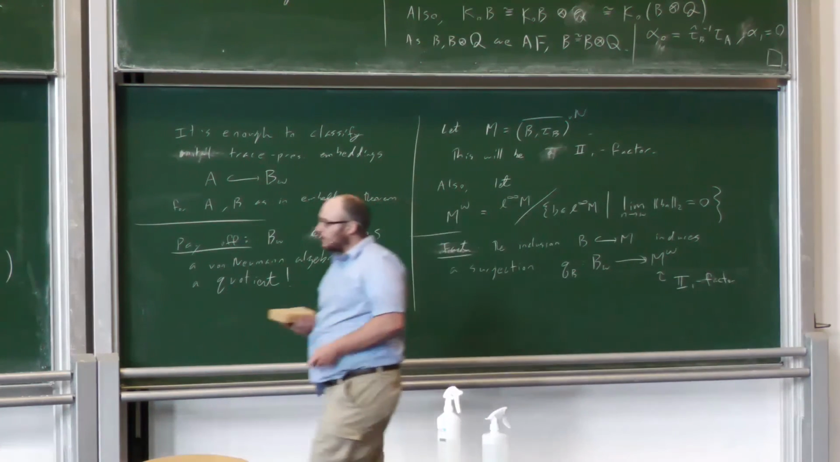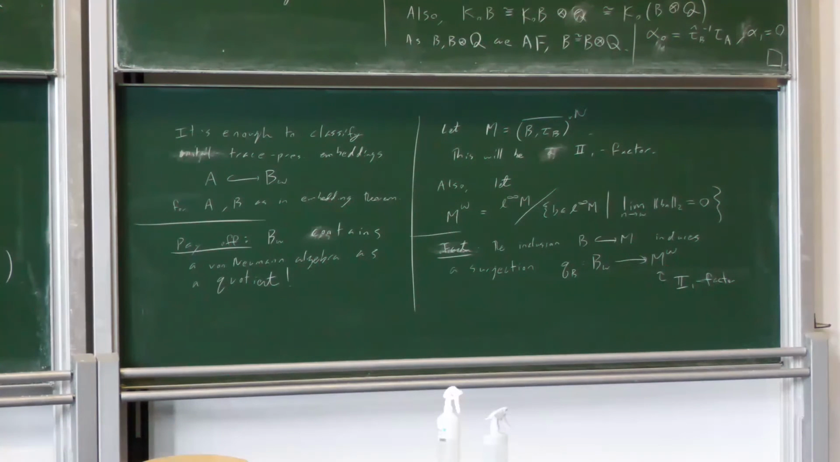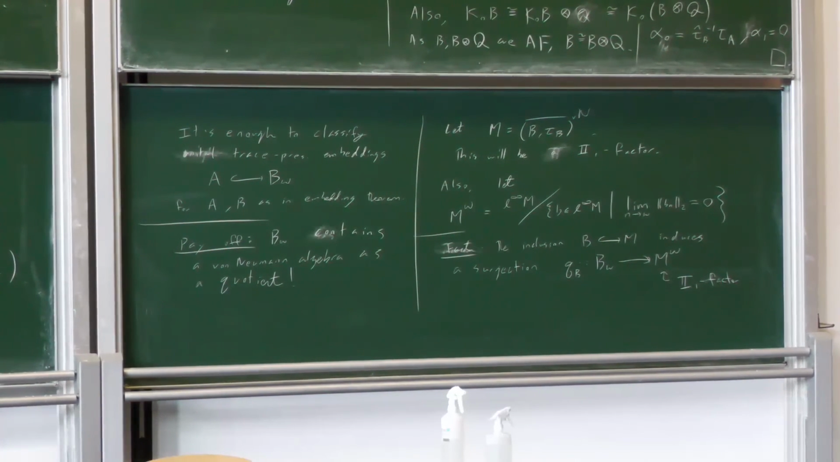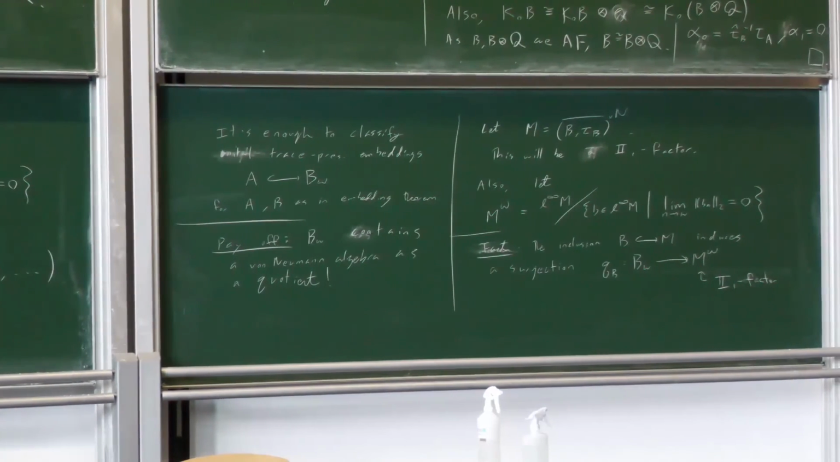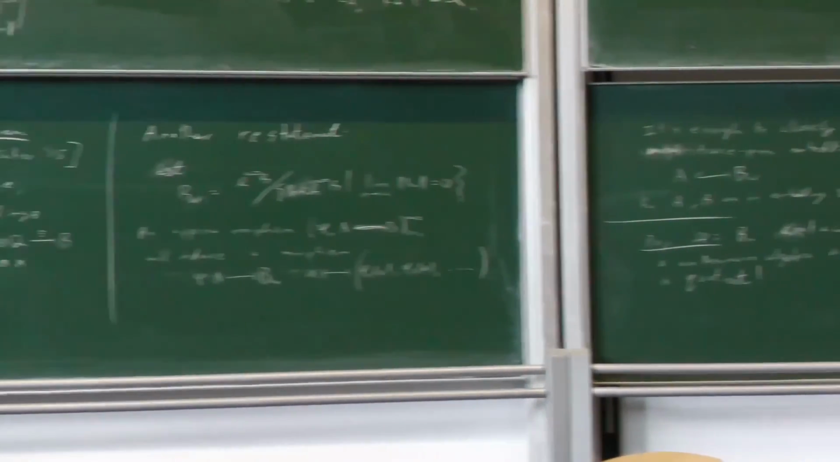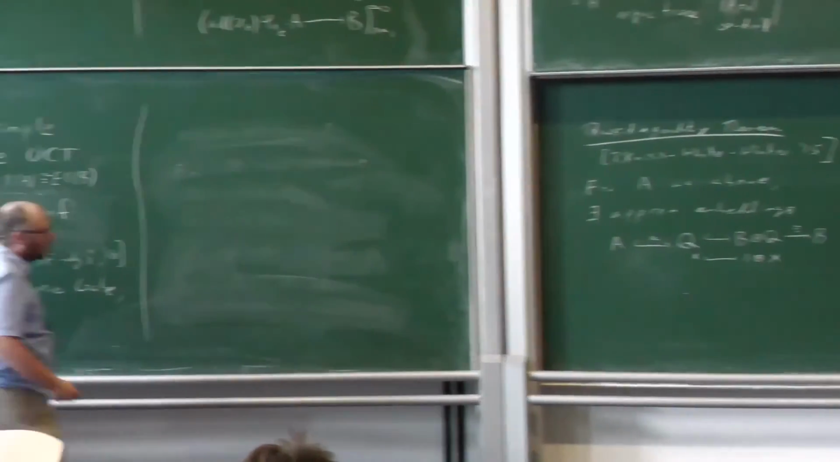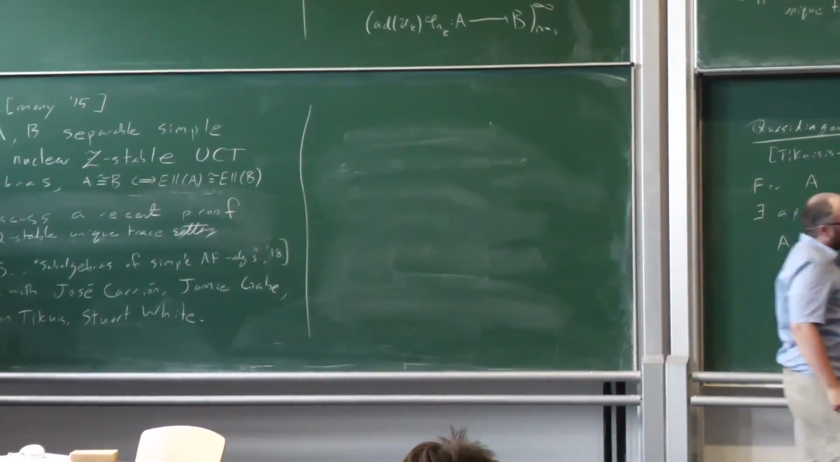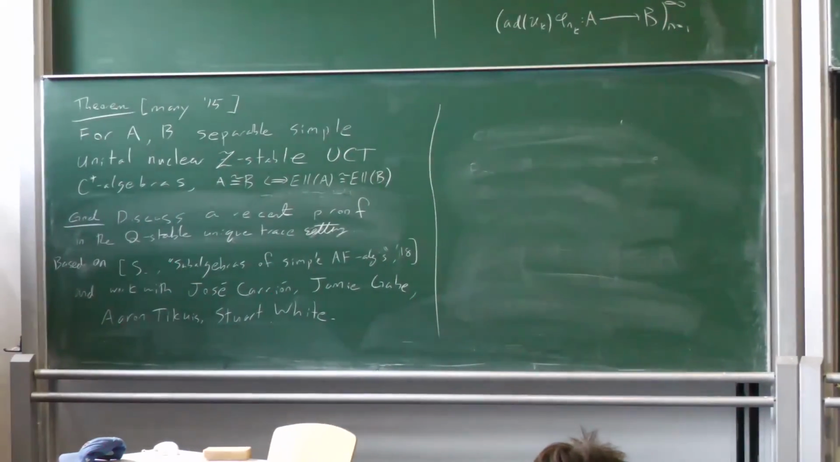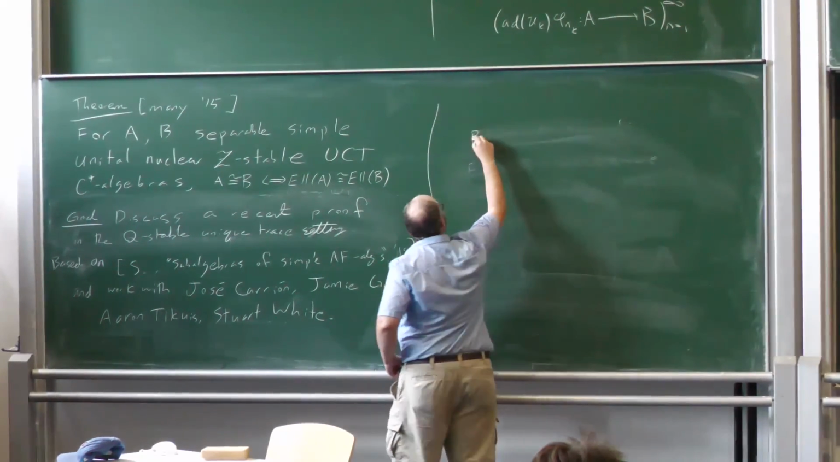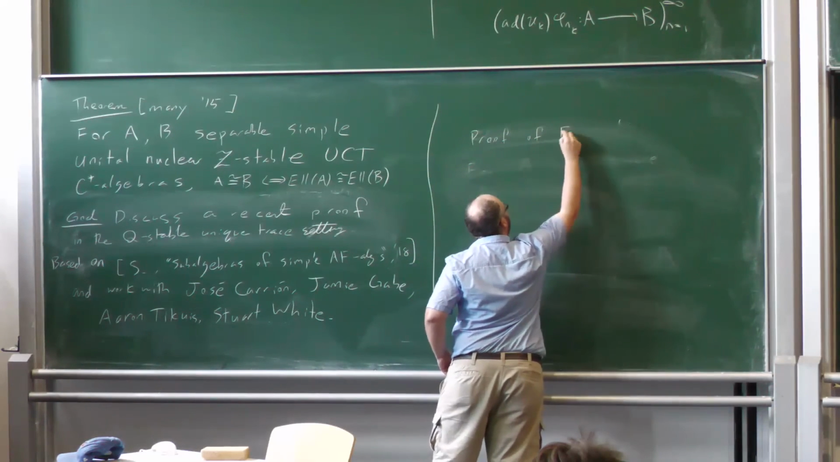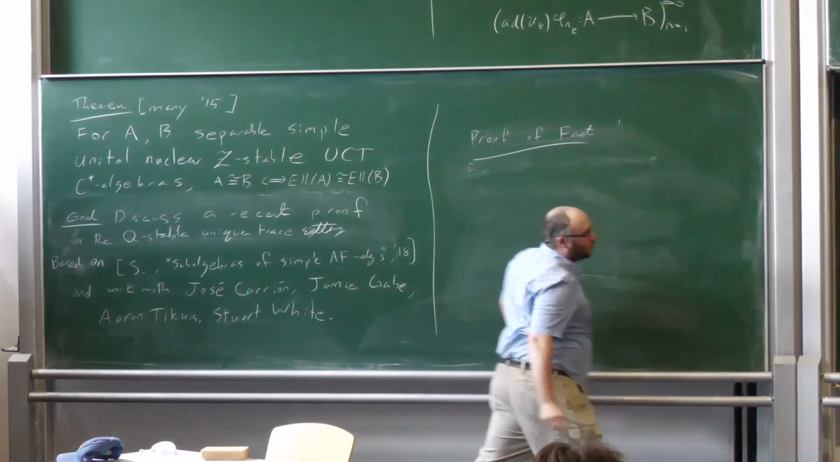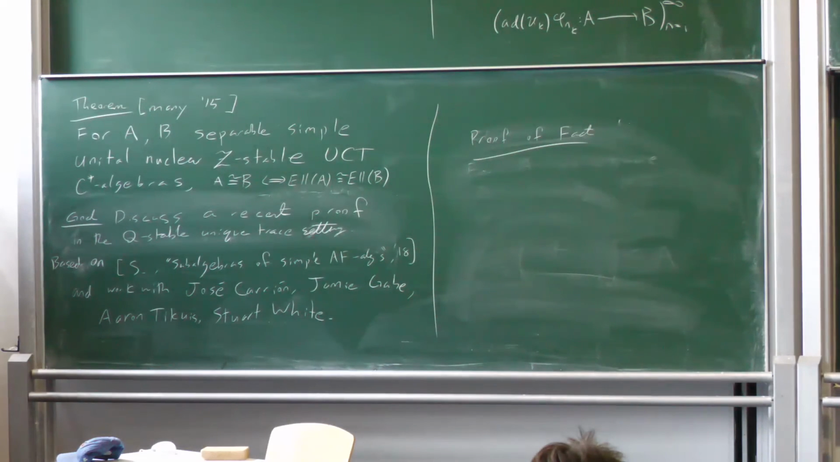For me, I'm going to fix one ultrafilter and never change it. The thing you want to prove at the end is maps from A to B, so you're going to get the ultrafilter out of it anyway. So I do want to prove this fact, that the inclusion of B into M induces a surjective map on the ultra powers.